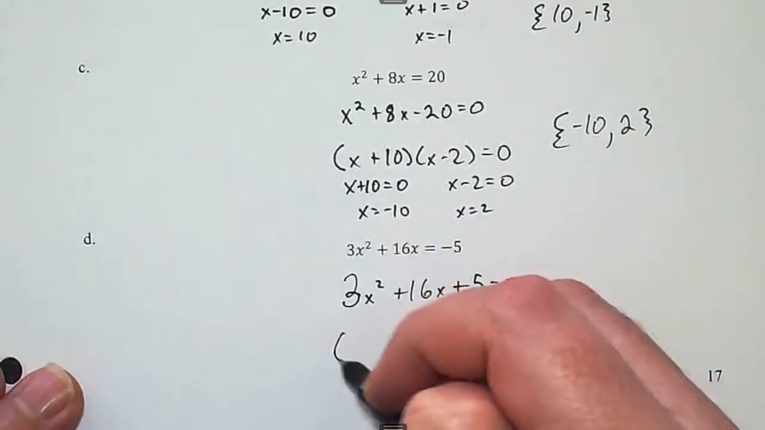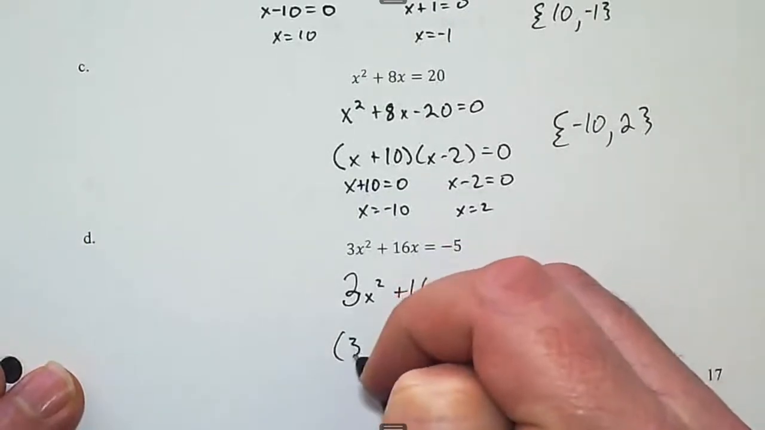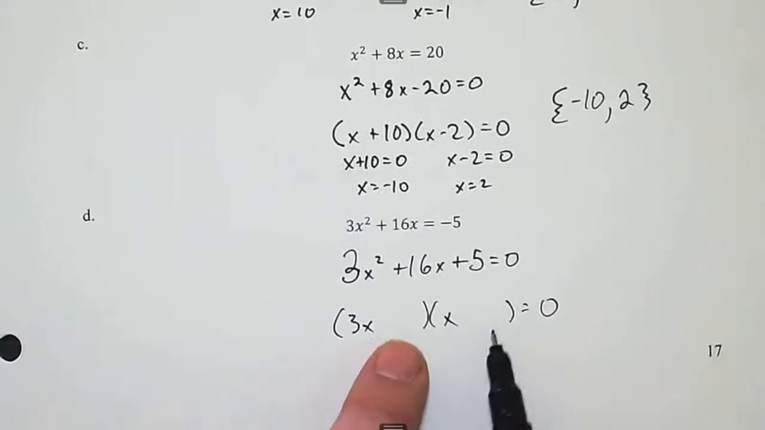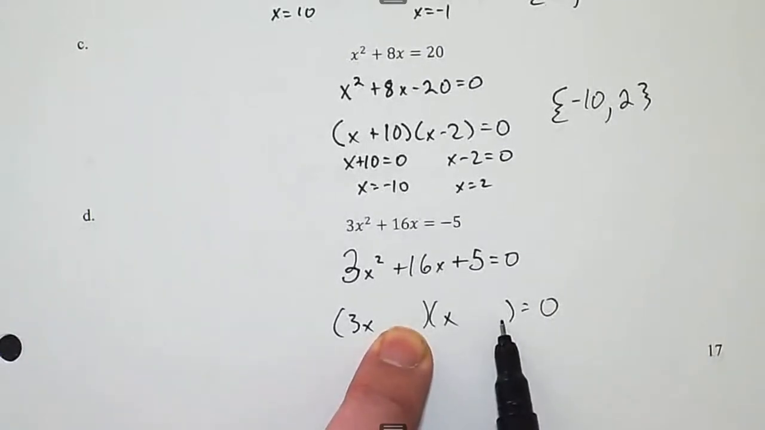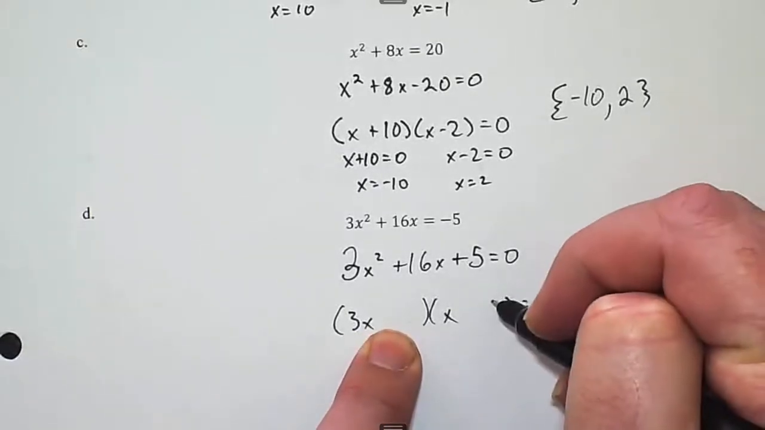And we'll factor. So I got 3x and x. That's the only thing that could equal 3x. Now with the 5, the only things that multiply to 5 are 1 and 5. So it's either going to be 1 here and then 5 here, or 5 here and 1 here. Well, if I put the 5 over here, I'll get 5 times 3 is 15. So that's what I'm going to do.